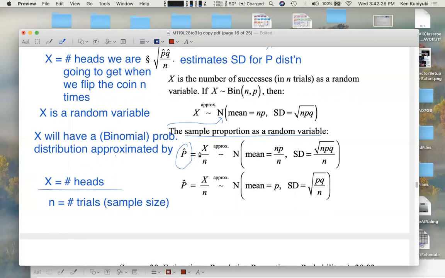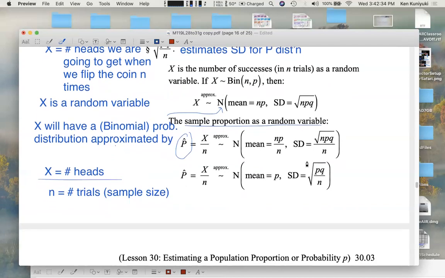P hat is given by X over N. It'll be the number of heads we get over the number of flips, the number of trials. So it will have approximately this distribution. And it does work out cleanly. The mean is going to be NP divided by N, which ends up being P, the true probability of heads. The standard deviation for X was root NPQ. It turns out we divide that by N to get the new standard deviation of root PQ over N.